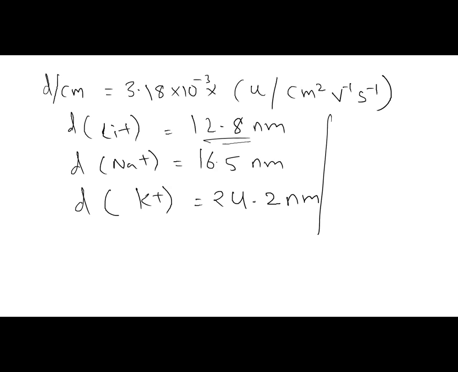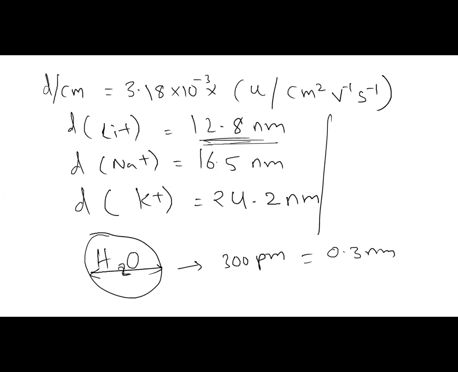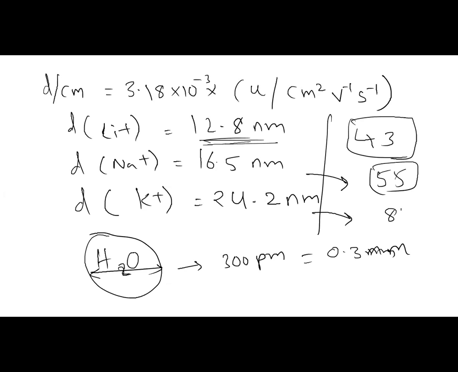And the third part of it asks how many solvent diameters this distance is equal to. Let's consider H2O, a water molecule, to be spherical, whose diameter is approximately equal to 300 picometers. 300 picometers is equal to 0.3 nanometers. If you divide this distance over 0.3 nanometers, that would be equal to approximately 43 solvent diameters. So it moves by that much. And for sodium, it's going to be equal to 55 solvent diameters. And for potassium, it's going to be 81 solvent diameters.